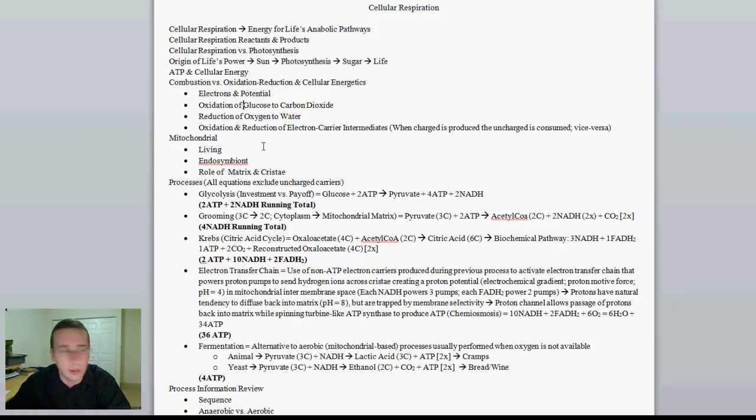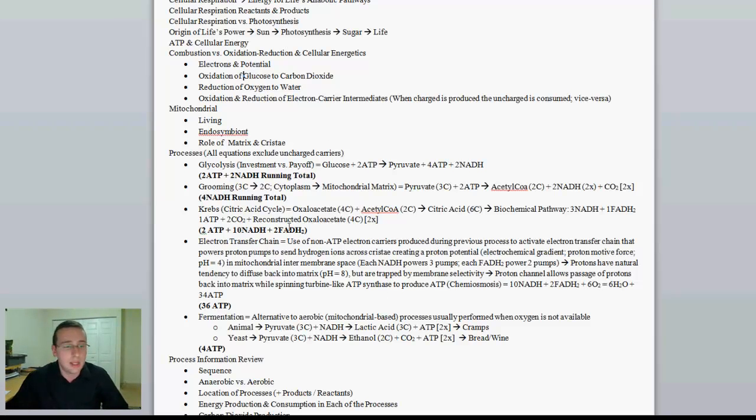You gotta know the mitochondria as an endosymbiont that qualifies for the categories of life, and you gotta know its roles and the structure, especially what the matrix and the cristae are for, why there are cristae, why it's folded. You gotta know that stuff. You gotta know the processes. You gotta know what happens at each process, especially the overall count of production of energy molecules, including the running total at the end of each process.